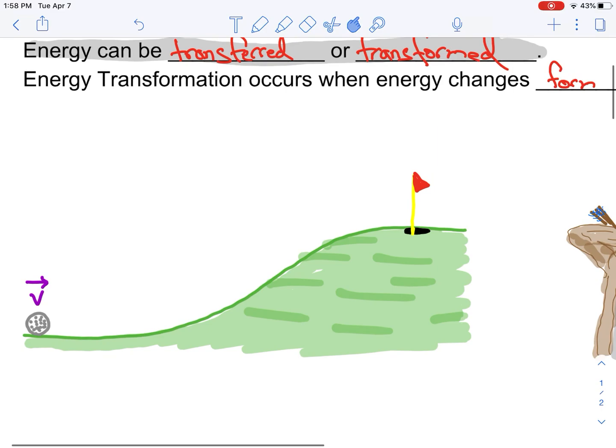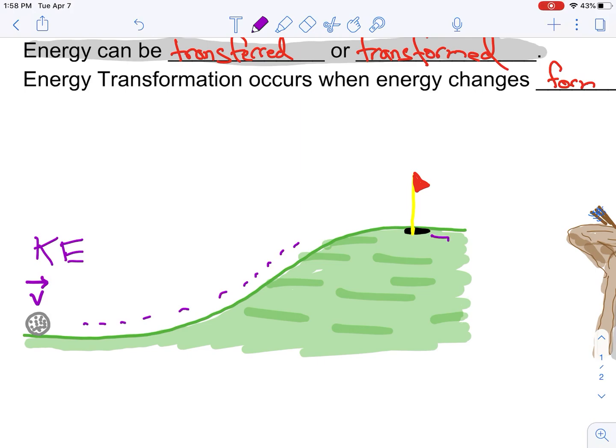So you got a golf ball here that's rolling on a green, and it has kinetic energy. And as it rolls up this hill, it goes up in height and now has gravitational potential energy.